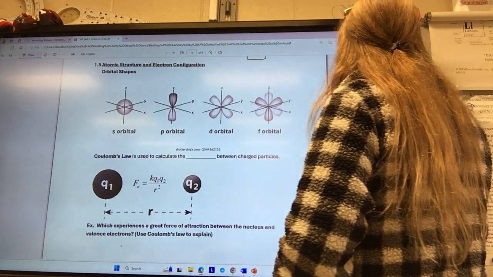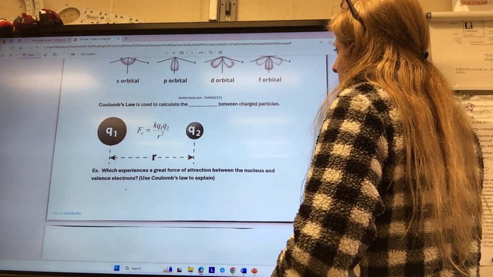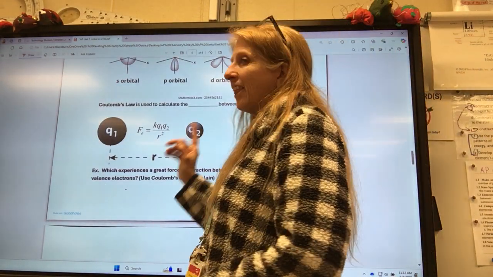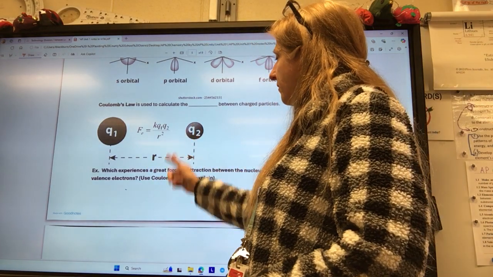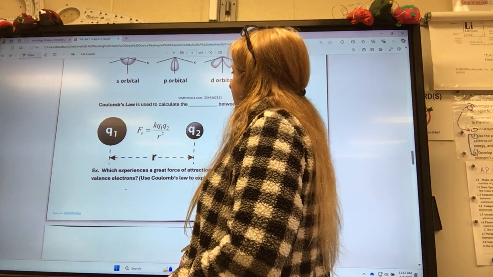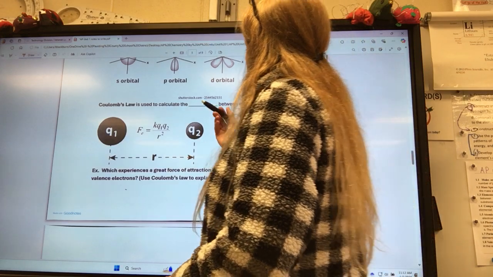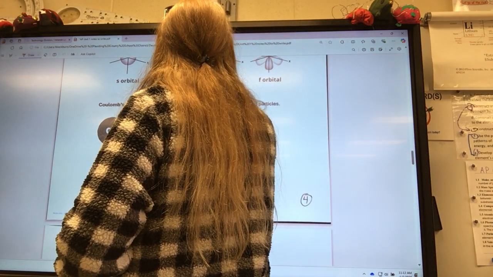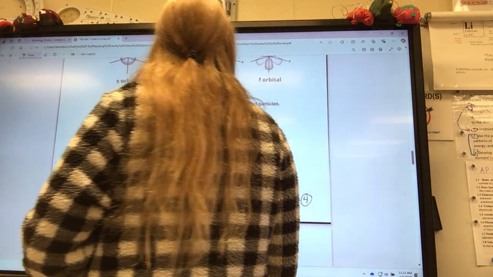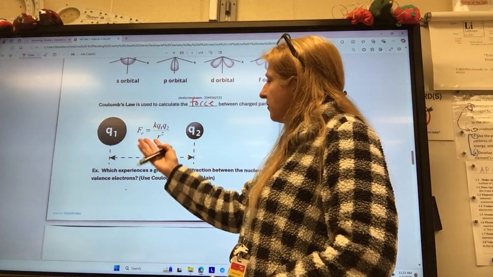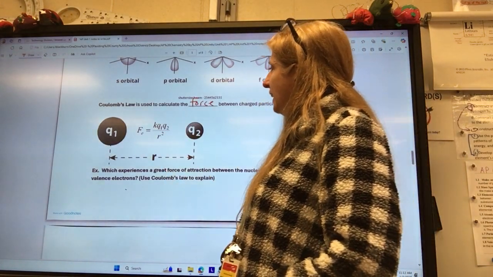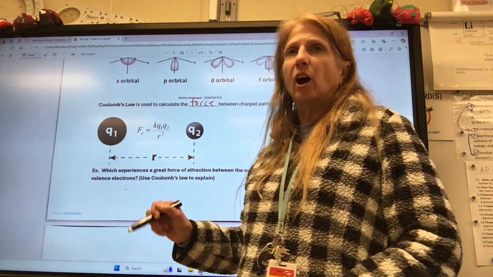Okay, next, Coulomb's law. So we're going to talk a little bit about this. I think it is on your AP reference sheet, but this is the formula. Coulomb's law is used to calculate the force of attraction or repulsion between charged particles. So this is the formula, F_e equals k. That k is kind of optional.